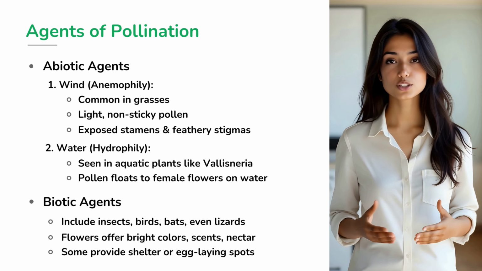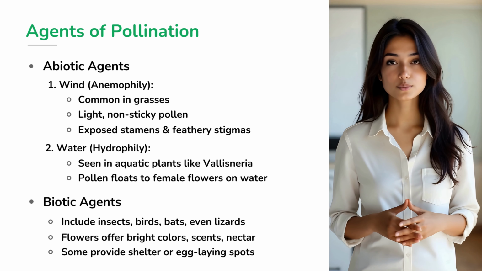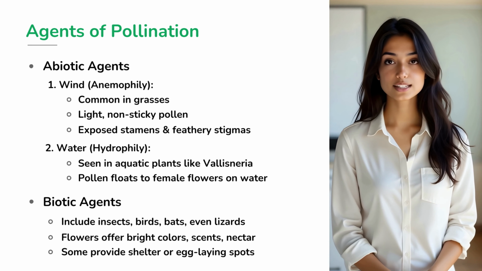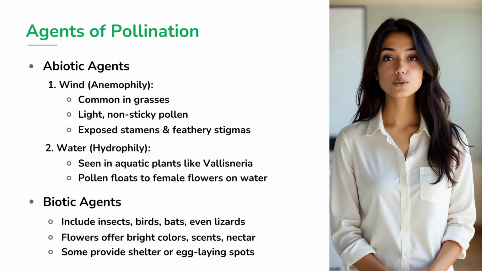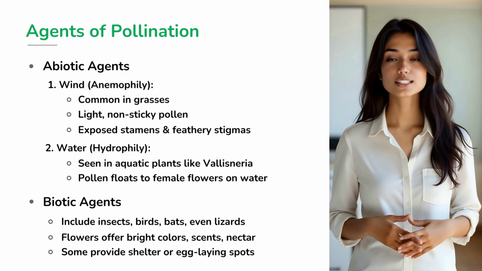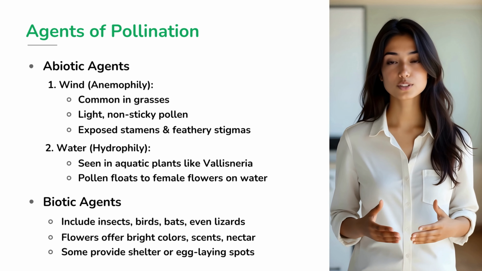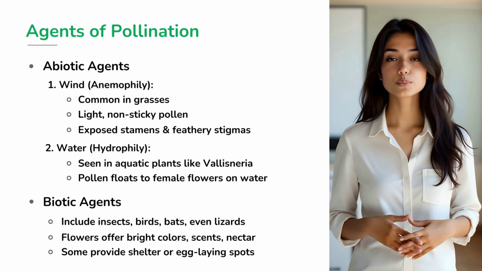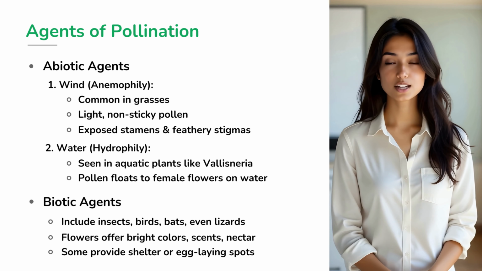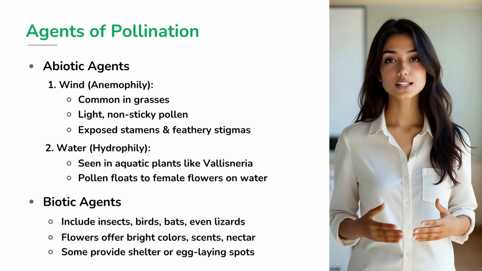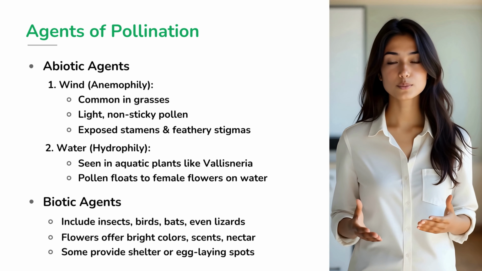Now let's meet the real showstoppers, the biotic agents. These include insects, birds, bats, and surprisingly, even lizards. Flowers pollinated by animals are often brightly colored, scented, and rich in nectar, a perfect reward system for their visitors. And some flowers go even further, offering shelter or even a place to lay eggs, just to keep their pollinators coming back. It's a finely tuned relationship, nature's perfect alliance between plant and pollinator.